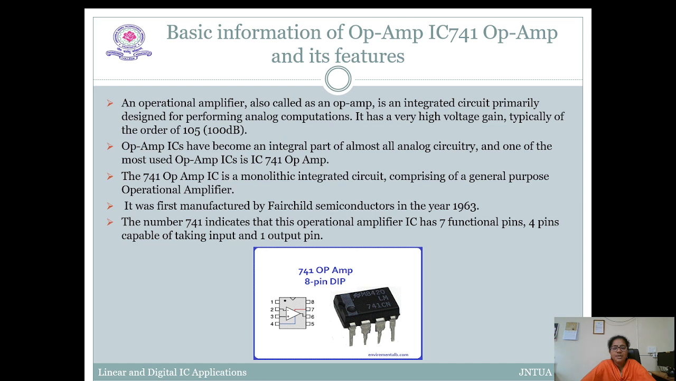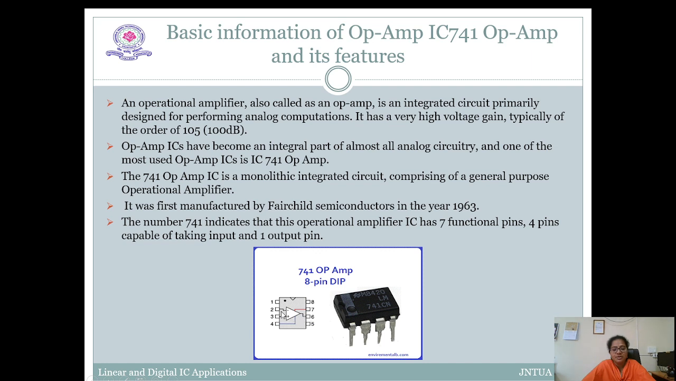The operational amplifier, called an op-amp as we said, is an integrated circuit primarily designed for performing analog computations. It has a very high voltage gain, typically of the order of 10^5, that is 100 dB. So this is the IC 741 symbol, right? And this is the internal diagram of that IC. Inside the plastic package is the circuit, the operational amplifier with two inputs, two power supplies, and one output.